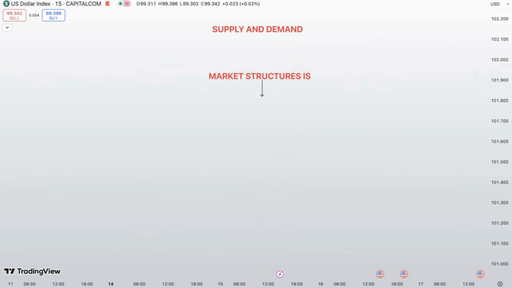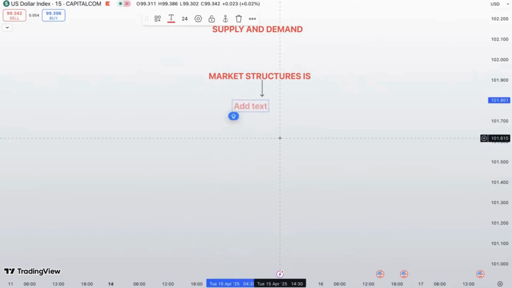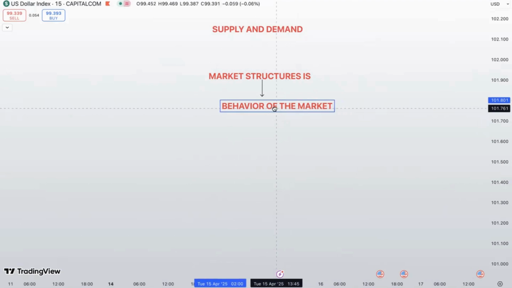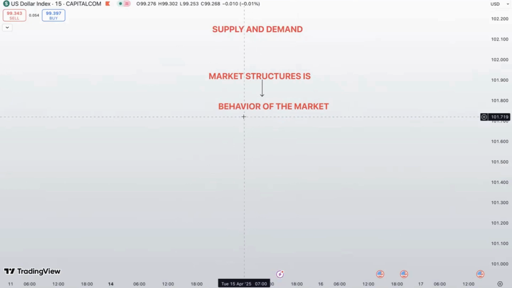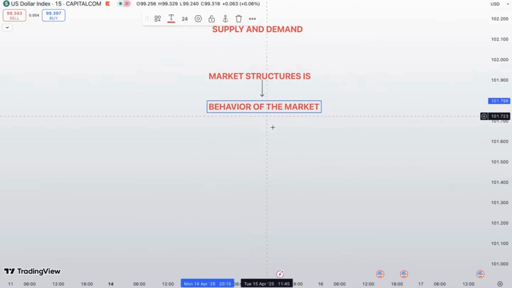Now, market structure is basically how the market behaves, right? It is the behavior of the market. Oh, I missed the new day, but it's fine. It's basically how the market behaves.